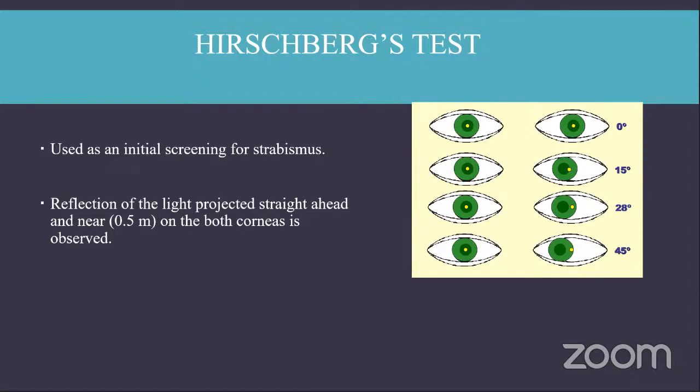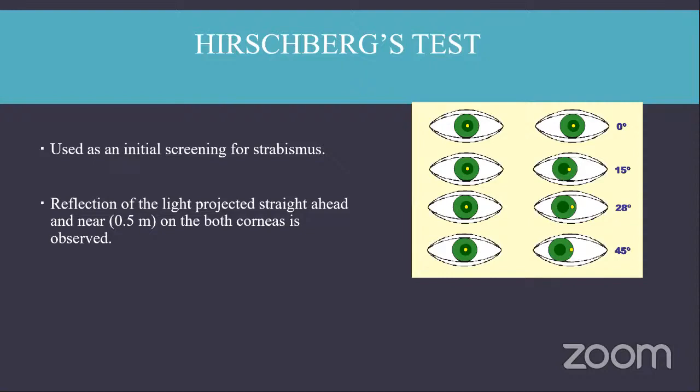So here, patient is asked to look straight ahead. Light is thrown into the center of the forehead at the distance of about 50 centimeter. Now, the light reflects in both eyes. The reflection of light in these both eyes are compared. Usually, they are central and symmetrical. But suppose it is displaced temporally, it means that eye is deviated in, or there is a convergent deviation.